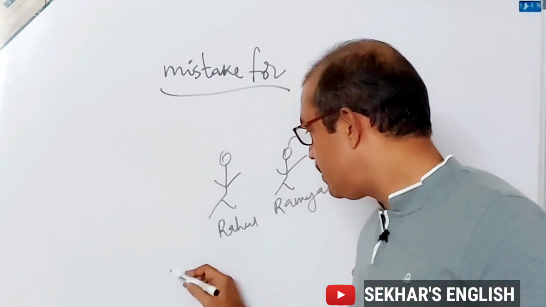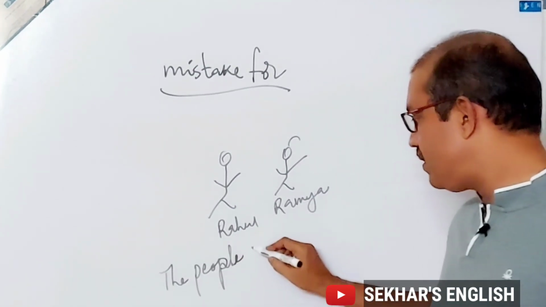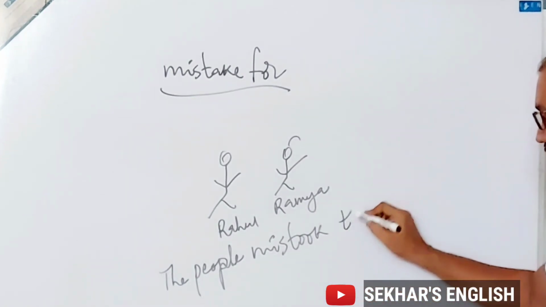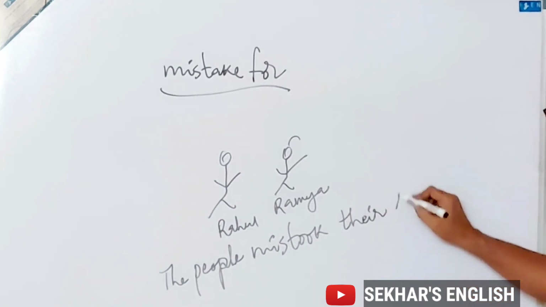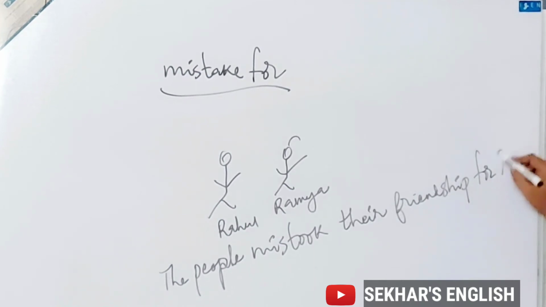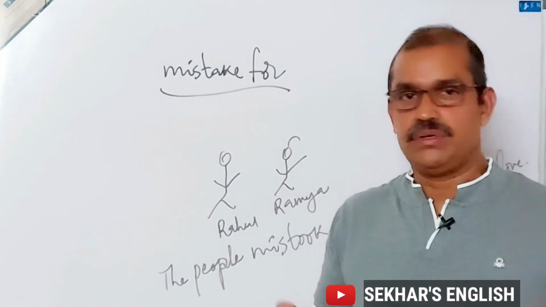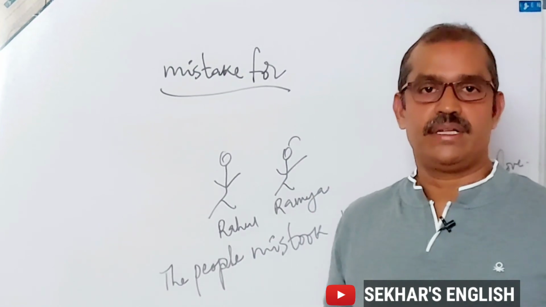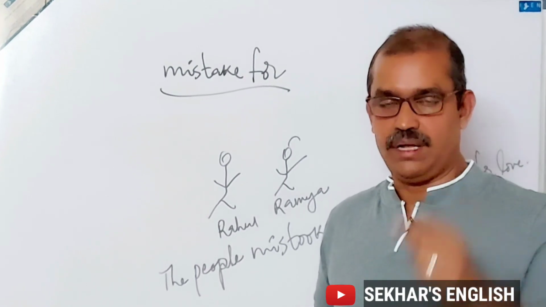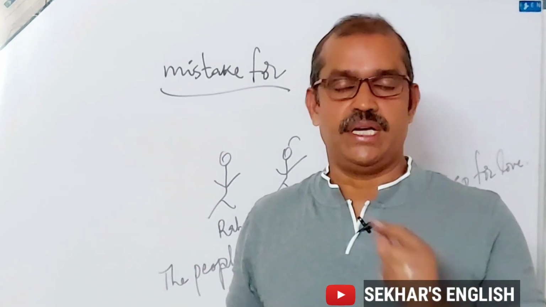Then you can say, the people mistook their friendship for love. They feel that they are lovers. So then you can say, actually they are friends, but they feel that they are lovers. Then you can say, the people mistook their friendship for love. Right? Friends, you can understand it, how to use this structure in our daily life.